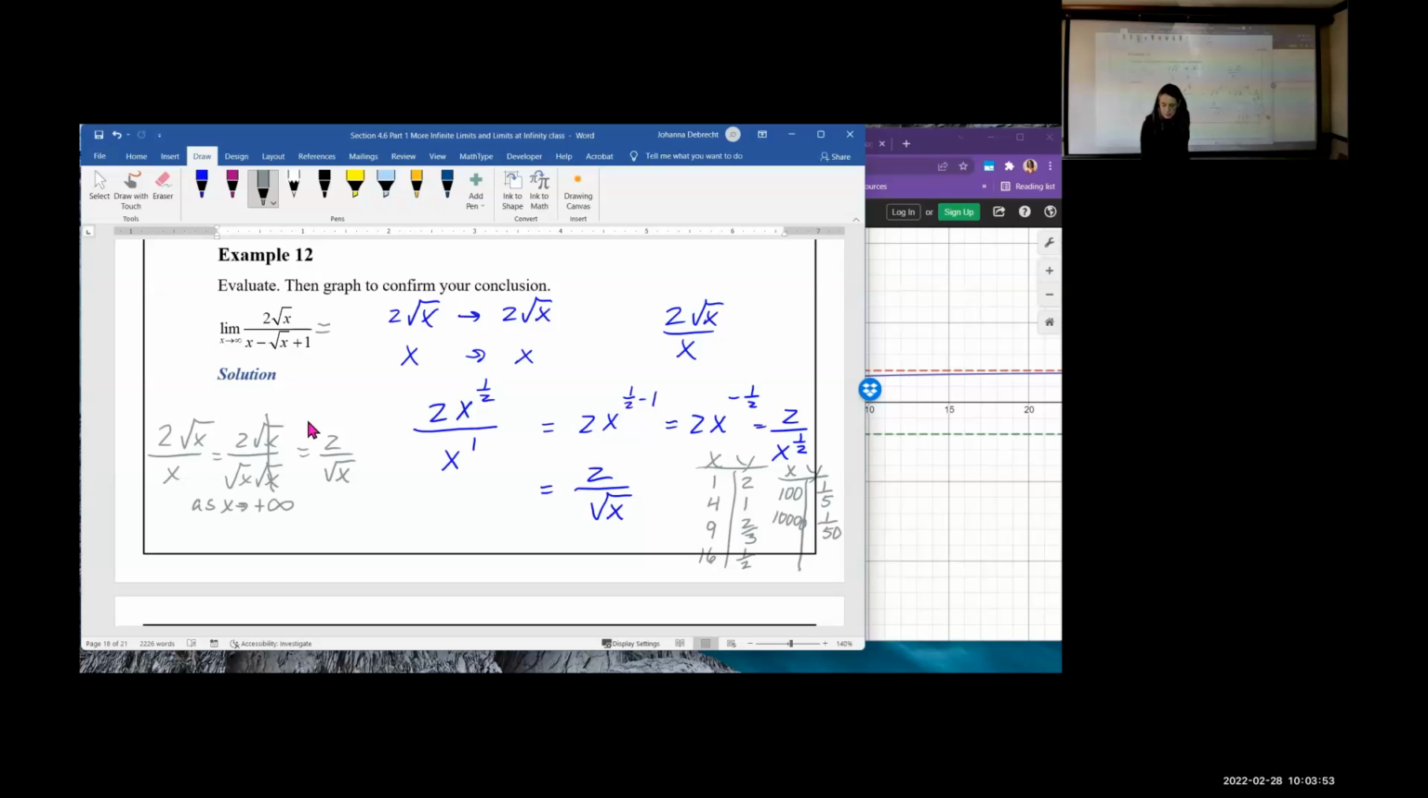Take a look at those numbers and somebody tell me what you think is happening to the y values. 0. I think it's going to 0. All right, it's bottom heavy. It's going to drive it down to 0. If the degree of the denominator is bigger than the degree of the numerator, it goes to 0.